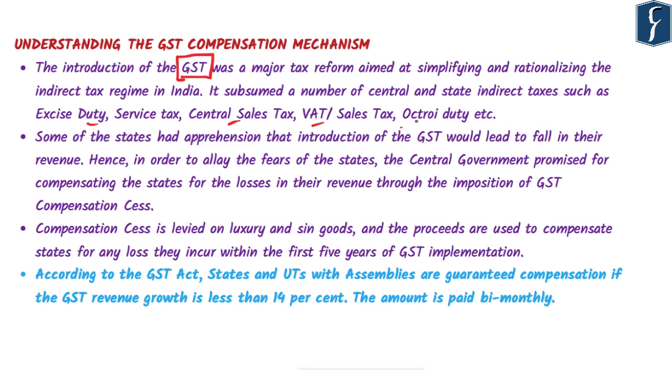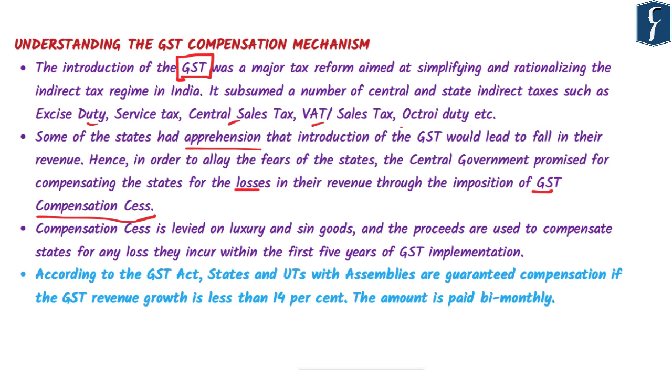But however, certain states had apprehension that their revenue is going to go down because they thought that revenue collection by their own will be higher than the unified GST regime that will prevail in the country. To bring the states on board, the central government promised that it will compensate the states for any lost revenue due to the imposition of the GST regime. And for that, the central government came up with GST compensation cess.